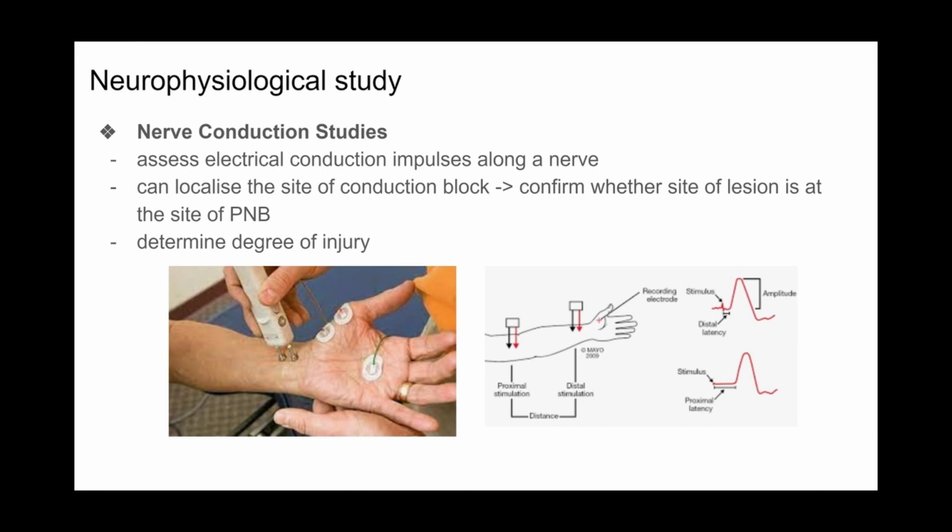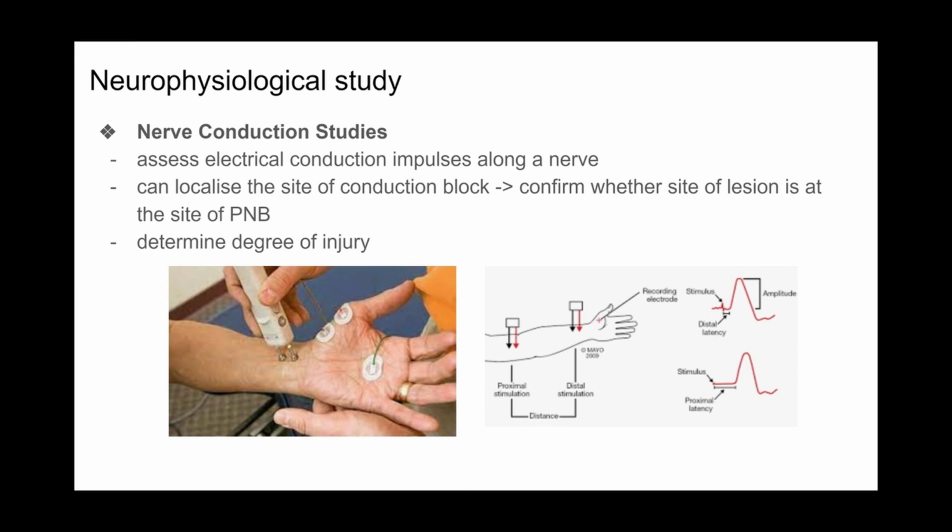A nerve conduction study can localize the site of a conduction block and confirm whether the site of the lesion is at the site of our peripheral nerve block. It can also determine the degree of injury and classify our nerve injury. When a stimulus is placed, the stimulation will go across the nerve that we want to examine, and it will provide a graph, as you can see in the diagram on the right side.